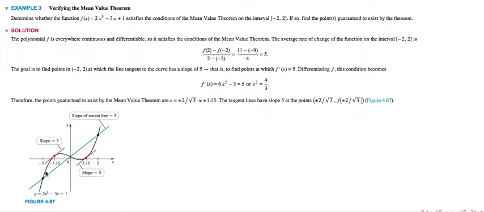Here's a picture of the secant line connecting from negative 2 to positive 2. And here are the points at negative 1.15 with a slope of 5 also, and positive 1.15, which also has a tangent line with a slope of 5.